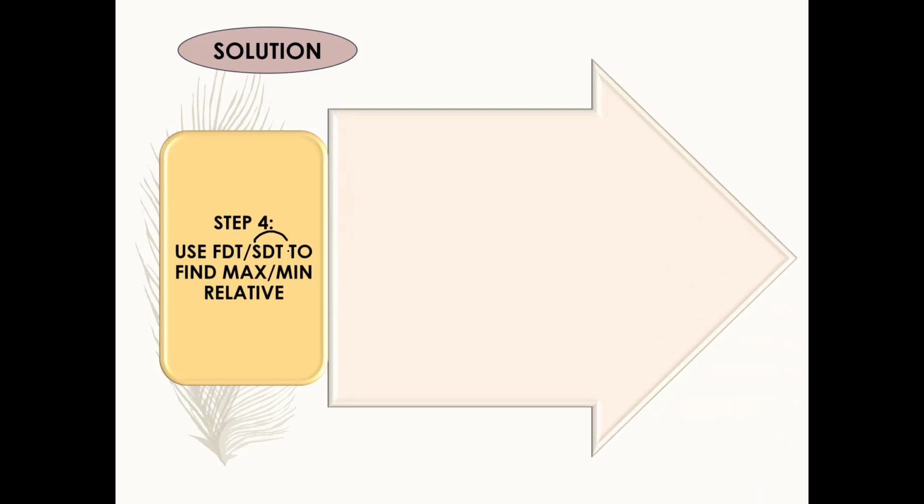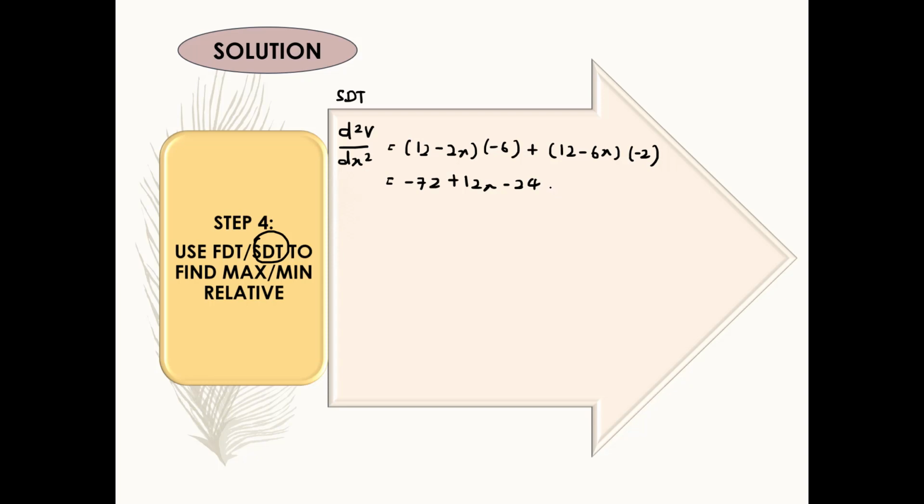So next, step number 4 is you need to use the first derivative test or second derivative test to find the relative maximum or minimum. So here we use the second derivative test. So you need to differentiate again. So we get (12 minus 2x) times negative 6 plus (12 minus 6x) times negative 2, where we use the product rule. And then you need to simplify the equation. And the last one we get 24x minus 96.